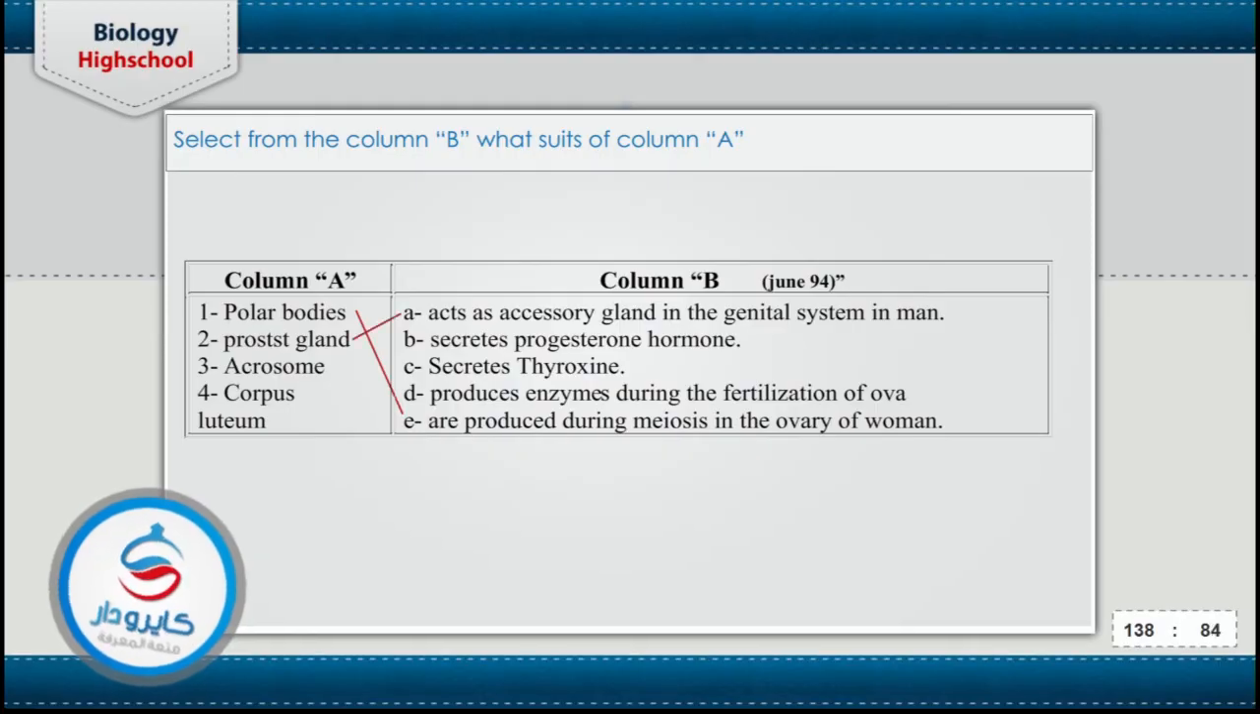The prostate gland acts as an accessory gland. The acrosome produces the enzyme called hyaluronidase during fertilization. The corpus luteum is responsible for the secretion of the progesterone hormone. The next question.